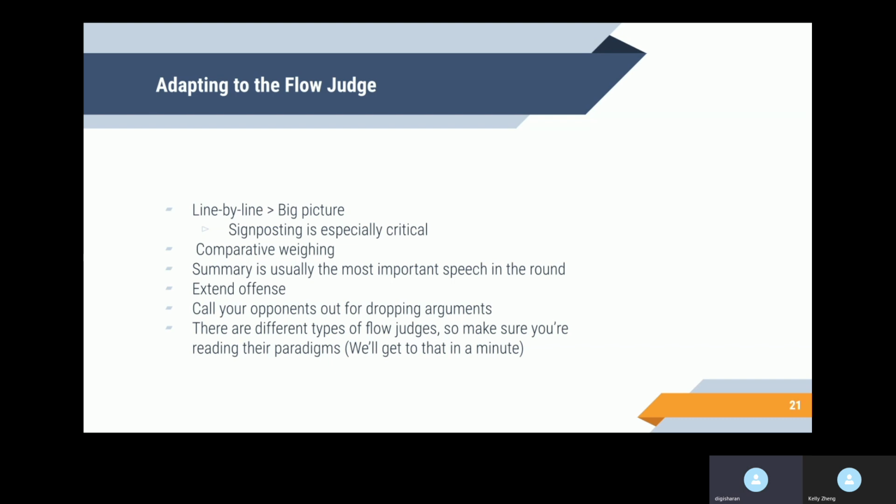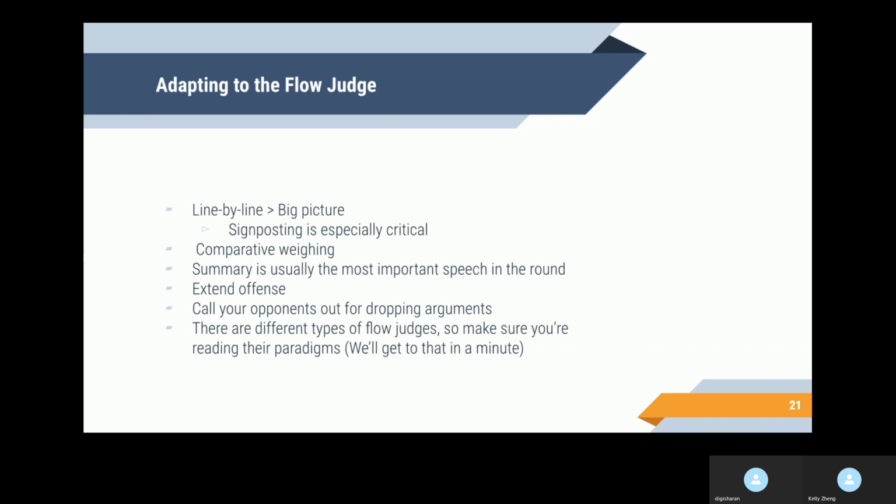Summary is usually the most important speech in the round, because whatever you say in final focus has to have been in summary before. You can probably get away with it sometimes on the lay or the flay, but on the flow, it's pretty hard to get away with going for something in final focus that wasn't in the summary speech. The same goes for extending offense. Those two kind of go hand in hand. If you don't extend offense in the summary and extend in the final focus, it may work in front of other judges, but usually won't with the flow judge. So make sure you're extending offense, especially in the summary speech.